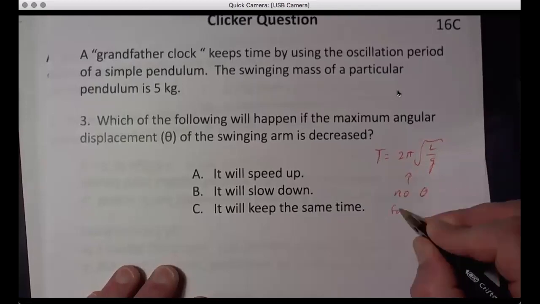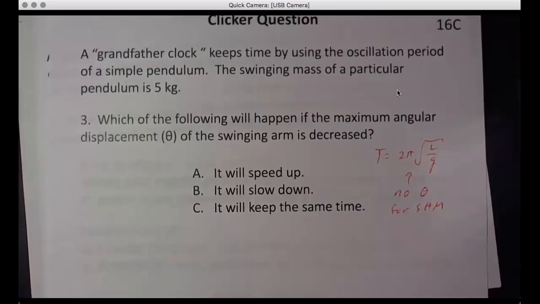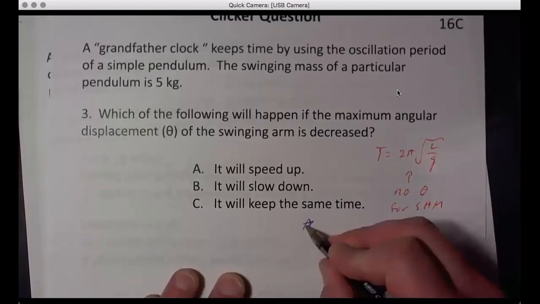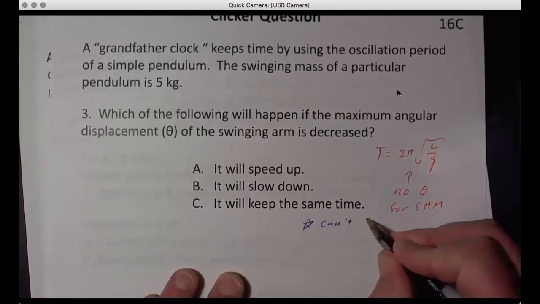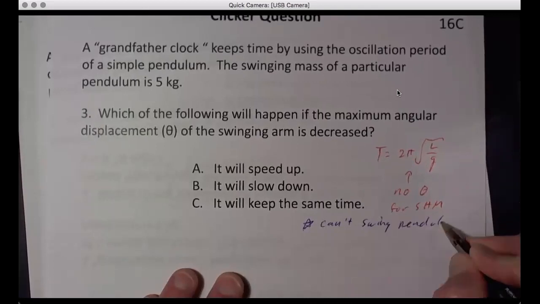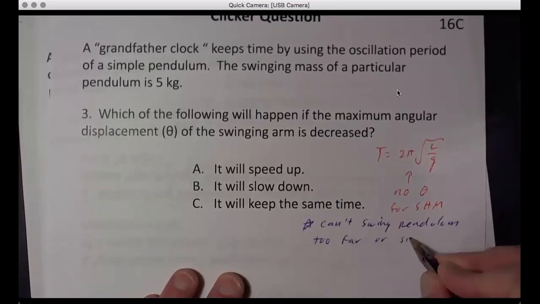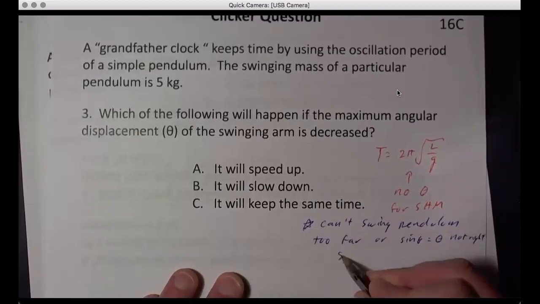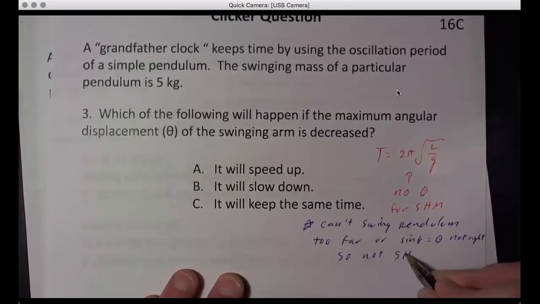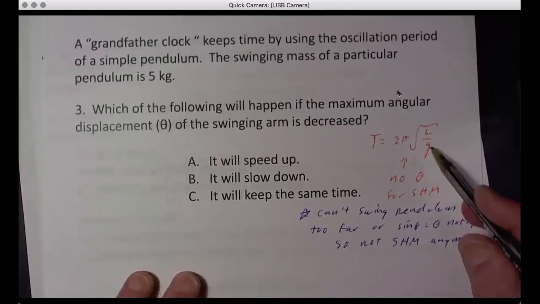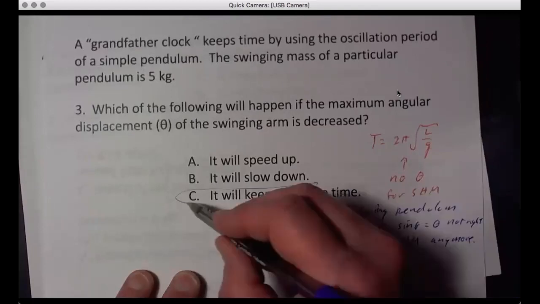for simple harmonic motion. I say that because if you actually swing the pendulum too far, then sine theta equals theta is not right, so it's not simple harmonic motion anymore. But as long as you stay within the small-angle range, it is simple harmonic motion. There's no theta in there, and so it keeps the same time.